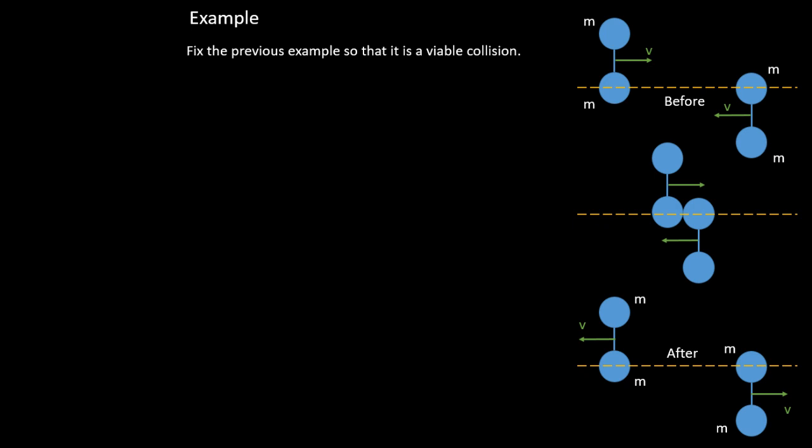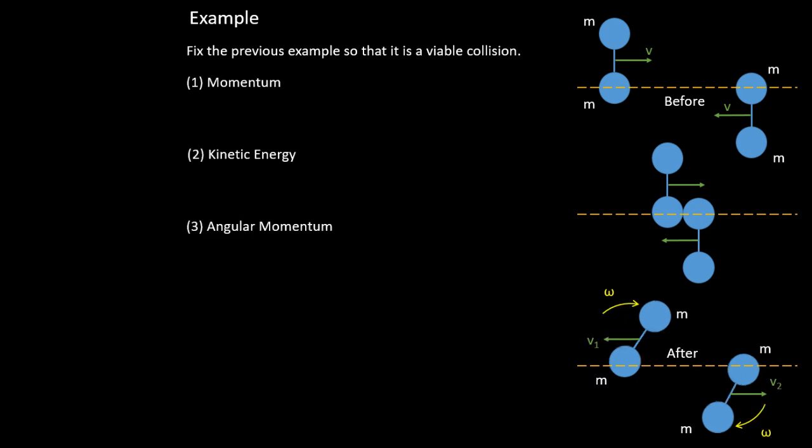Okay, so how are we going to fix this previous example? Well, what we're going to have to do is modify this after picture. How are we going to modify that after picture? We're going to start having things rotate. And we've got our three separate conditions here. Momentum is conserved, kinetic energy is conserved, angular momentum is conserved.